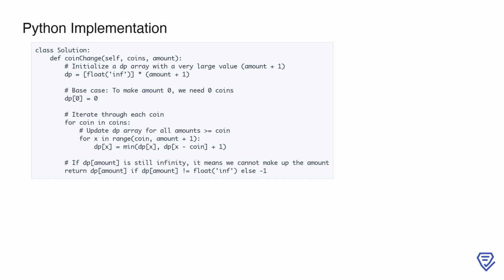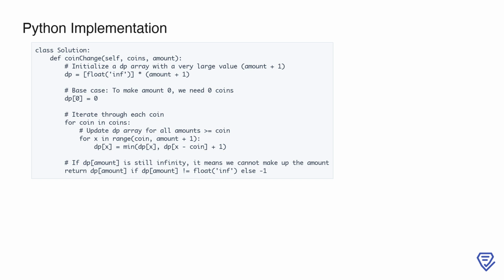Next, for each coin in the given coins list, the algorithm iterates through all amounts from coin to amount. For each amount x, it calculates the minimum coins needed by comparing the current value of DP[x] with the value of DP[x - coin] plus 1. Here, DP[x - coin] plus 1 represents using one coin of the current denomination and the optimal solution for the remaining amount, x - coin. After processing all coins, if DP[amount] is still infinity, it implies that the amount cannot be formed using the given denominations, and the function returns -1. Otherwise, it returns DP[amount] as the minimum number of coins required.